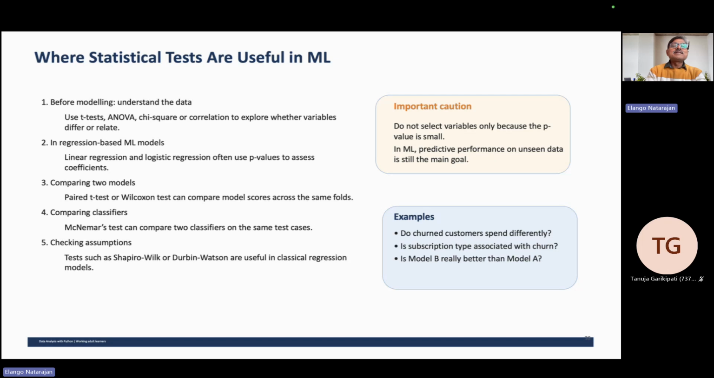So where is the statistical test used in machine learning? For example, before you start modeling, before you start the prediction model, you have to understand your data first. To understand the data, we have to do some descriptive statistics, like t-test, ANOVA, chi-square test, or correlation. These tests will give you a clear idea of your data. You can understand your data.